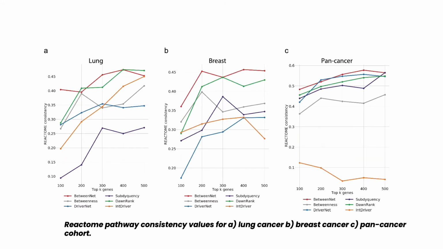After that, we repeat the same type of analysis by replacing GO enrichment with pathway enrichment. In this figure, the results are with respect to Reactome pathways. For lung cancer, as you can see, our method outperforms the other methods by a large margin for total sizes 100 and 500. For breast cancer, our method performed the best for almost all the total size values. And for pan-cancer, our method gives the top consistency value in 4 out of 5 cases.